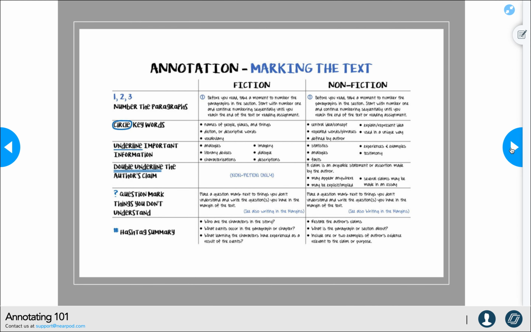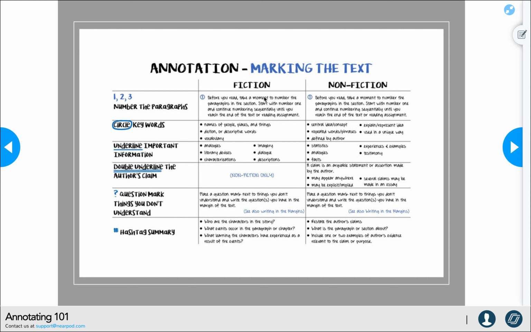So first we have the marking the text guide. As you can see, it's separated into fiction and nonfiction. All right, so we have 1, 2, 3, numbering the paragraphs. Before you even read, number your paragraphs because you're going to want to chunk it up.